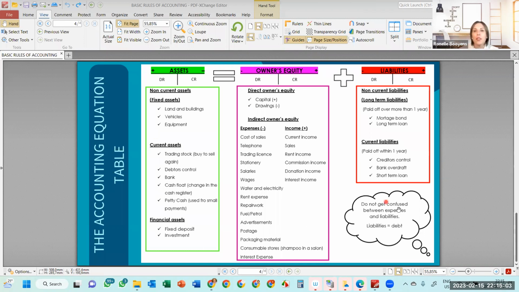Yes, you need to know this poster off by heart. No arguing about that. It's something you have to do. Secondly, you need to know the 3 T account rules. Assets, debit plus, credit minus. Owner's equity, debit minus, credit plus. Liabilities, debit minus, credit plus.